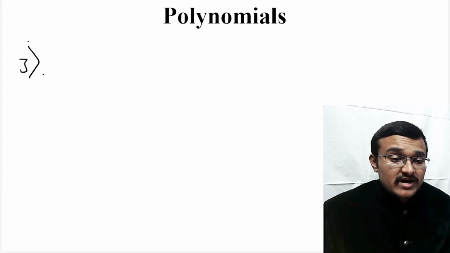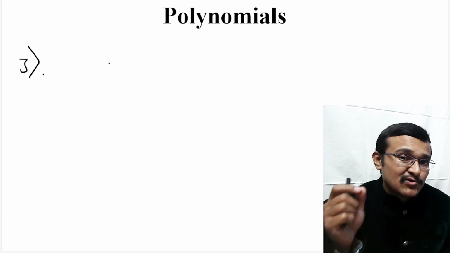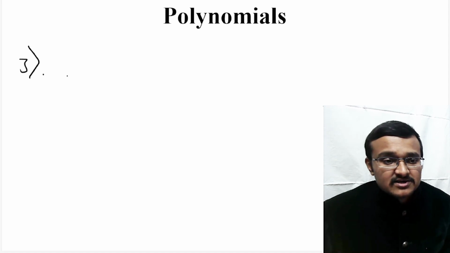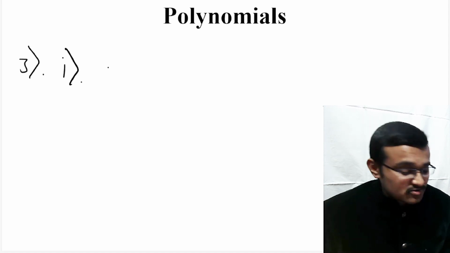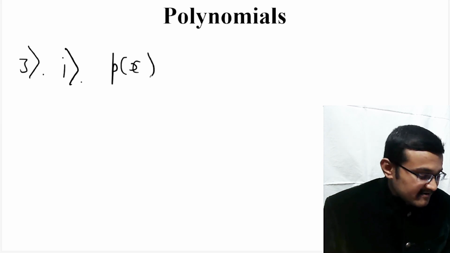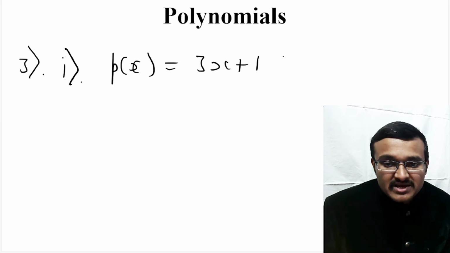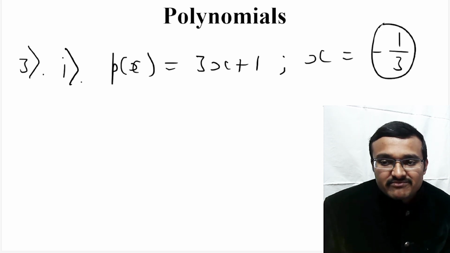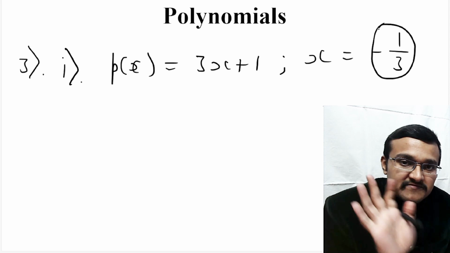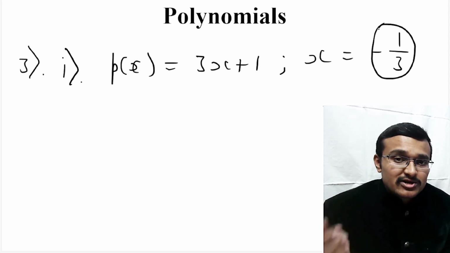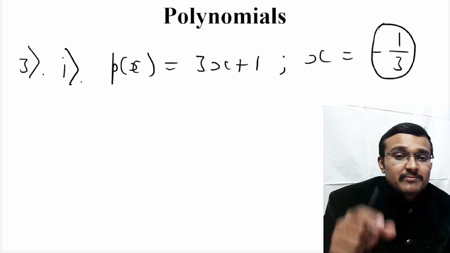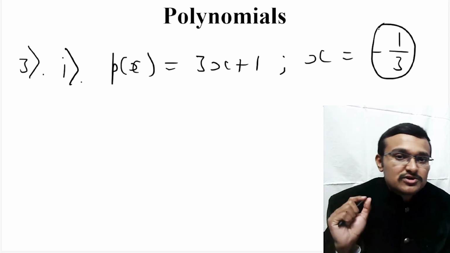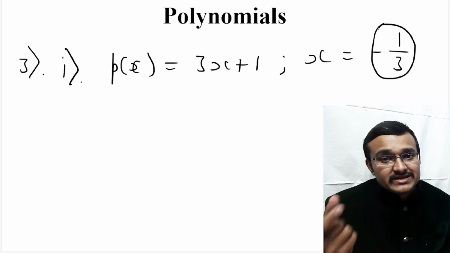Coming to the third question, here you have to find out whether the given value of x is a zero of the given polynomial. For example, in the first part of this third question, you have the polynomial p of x equal to 3x plus 1, and the x value they have given is minus 1 by 3. You have to see whether minus 1 by 3 is the zero of this polynomial. What do we mean by the zero of a polynomial? If you substitute a particular real number for that variable x, and the polynomial becomes equal to 0, then that number is known as a zero of the polynomial.